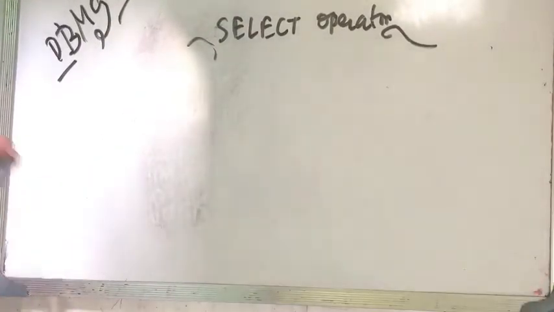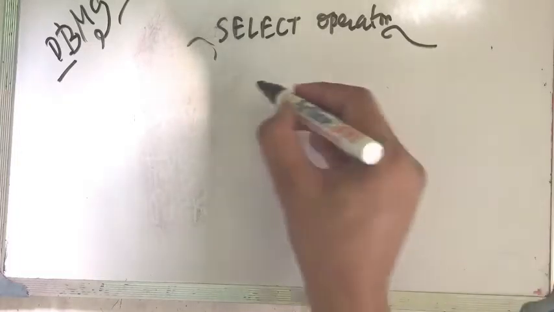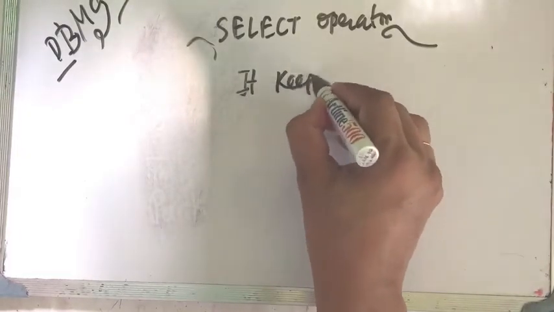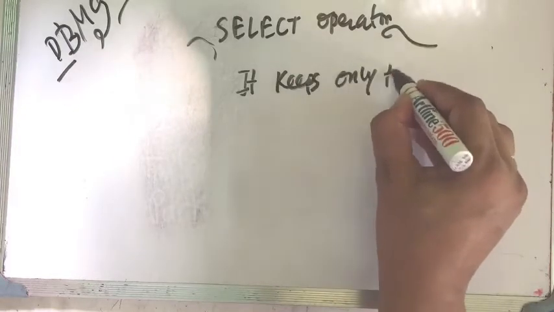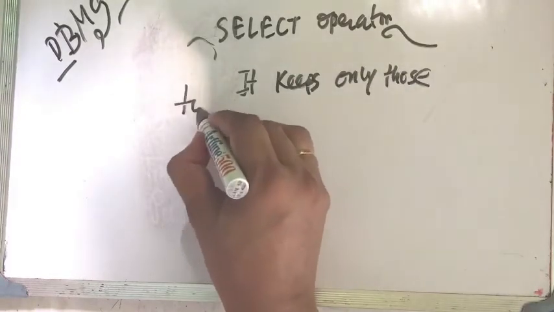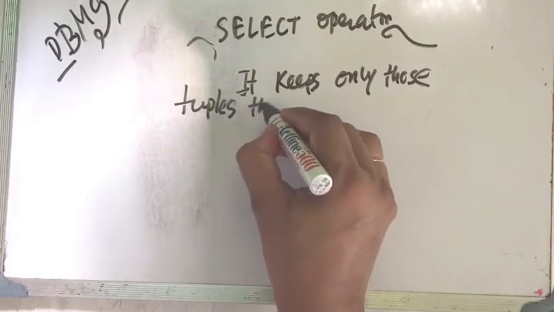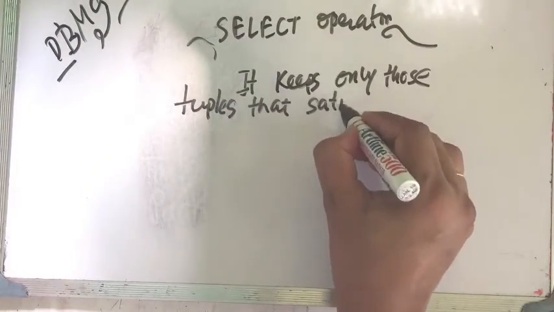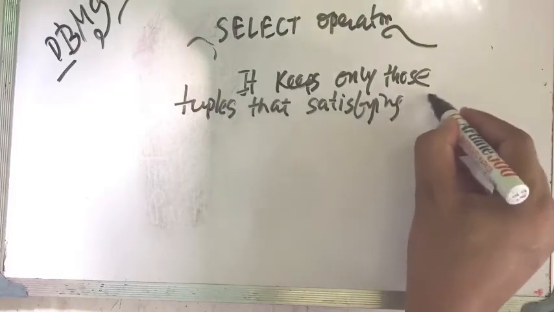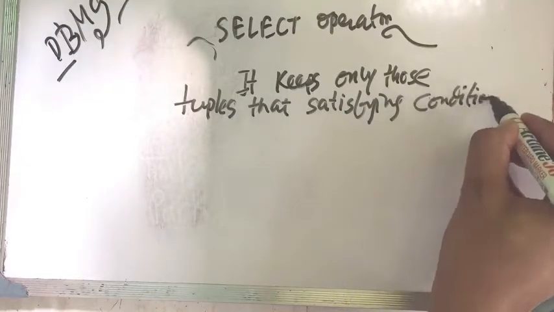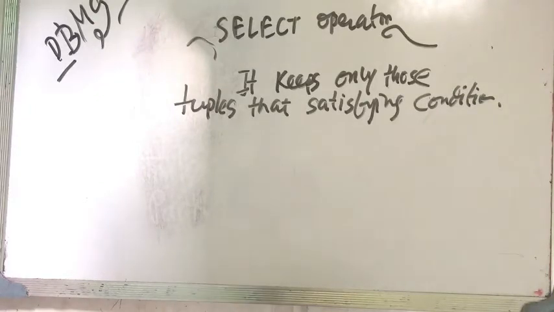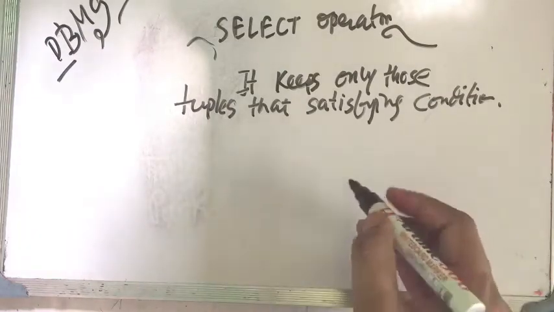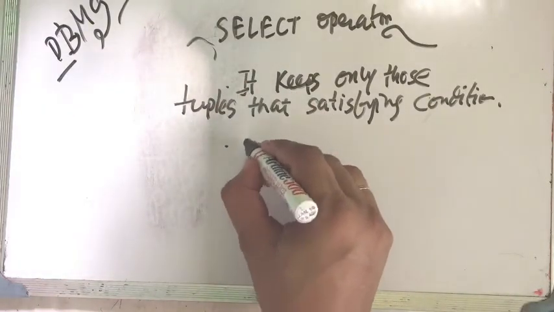This is the first point. The selection keeps only those tuples that satisfy the condition. Tuples mean rows of information that satisfy the condition. So select has a filtering capability.